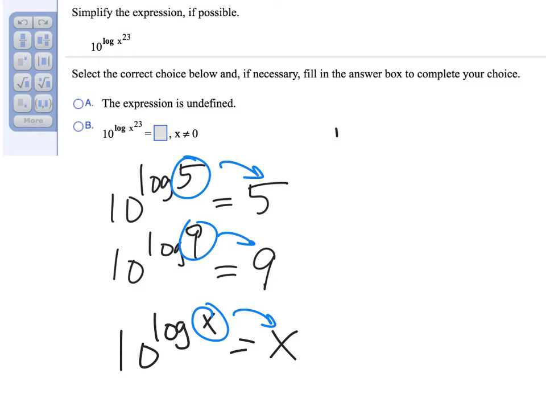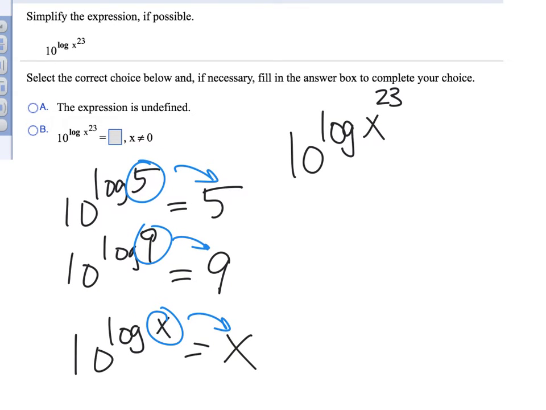And so our question here is 10 raised to the log of x to the 23rd power. Since we've learned a pattern down here, we know that the answer is going to be x to the 23rd. We just learned that whatever the log is of, that is our answer. So since this is log of x to the 23rd power, we know that that is going to be our answer.